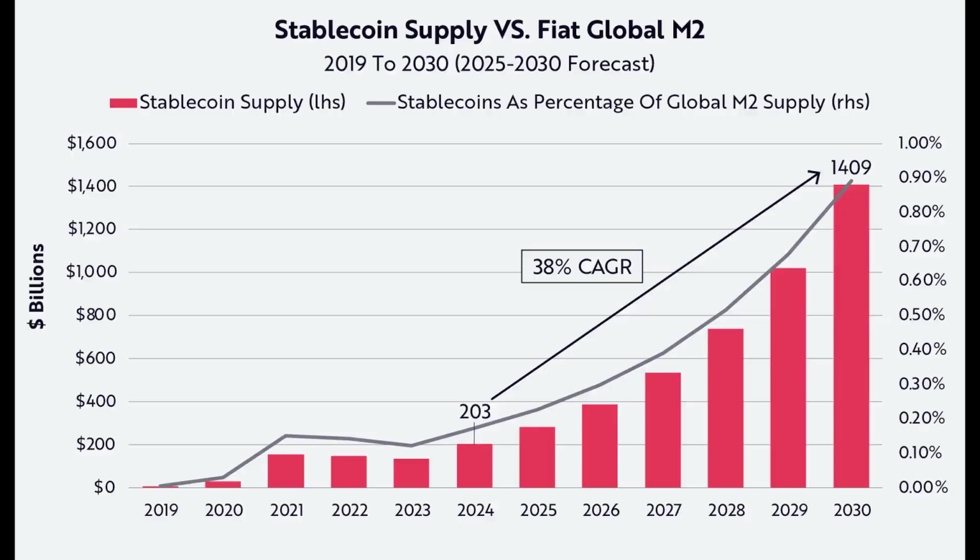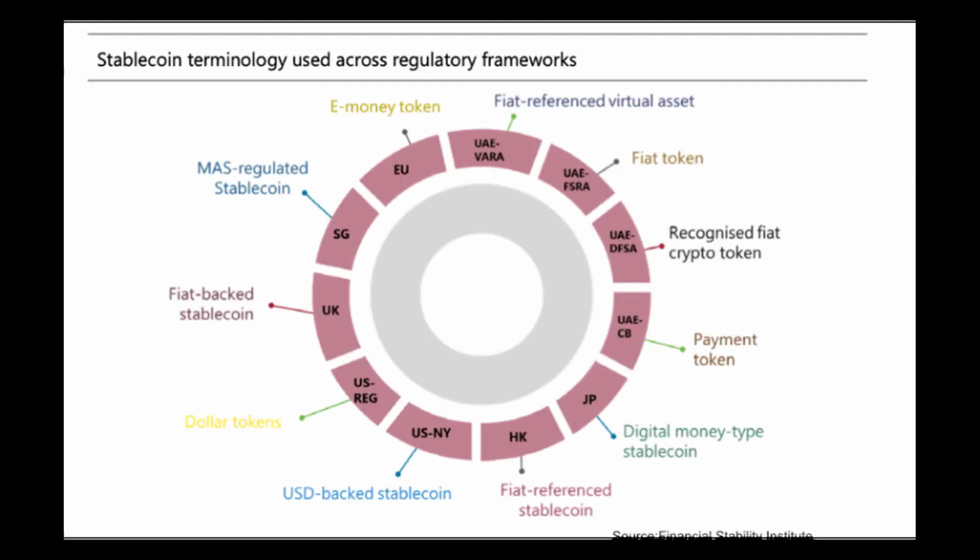9. Shift in market dynamics. As businesses begin to adopt stablecoins as a primary payment method, this could lead to a significant shift in consumer behavior.